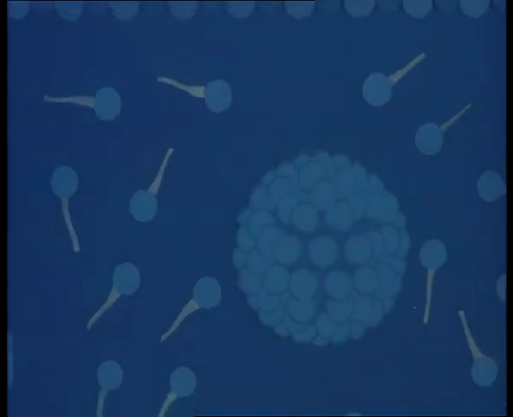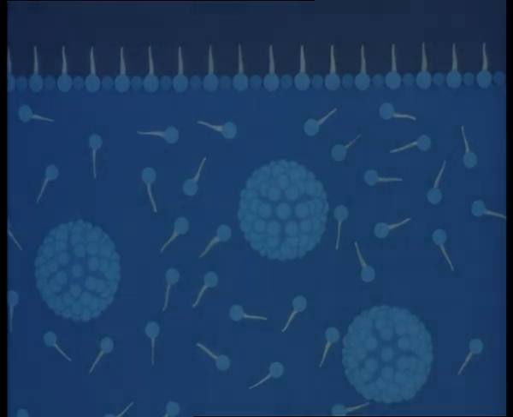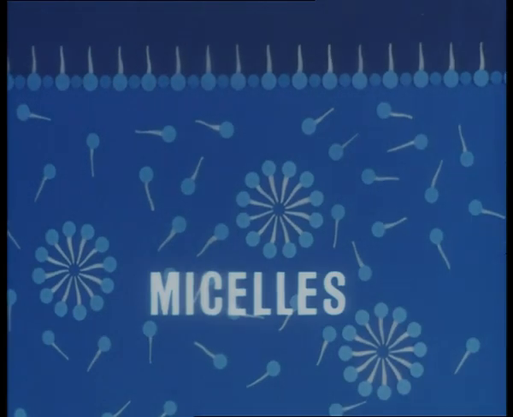In water, the molecules don't only migrate to the surface, they also bunch in protective clusters, with the tails turning inwards as they try to avoid the water. These clusters are called micelles.